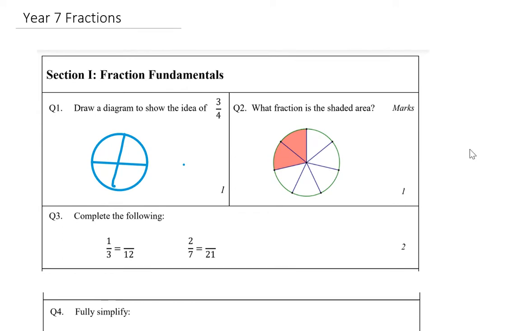And so the denominator, the bottom part of a fraction, tells you the total that the shape is out of, and the numerator, the top part of the fraction, refers to how many we have, and in this instance we have 3.